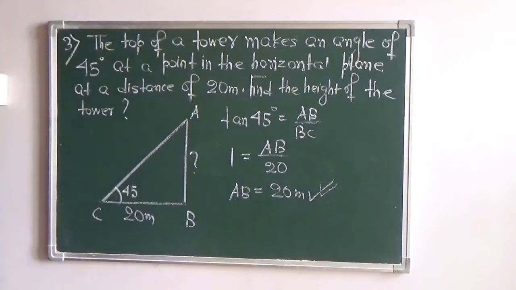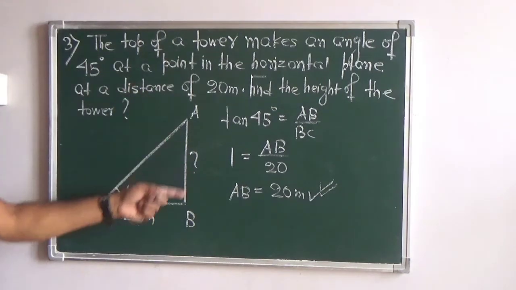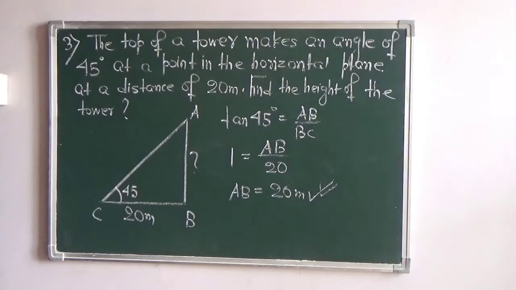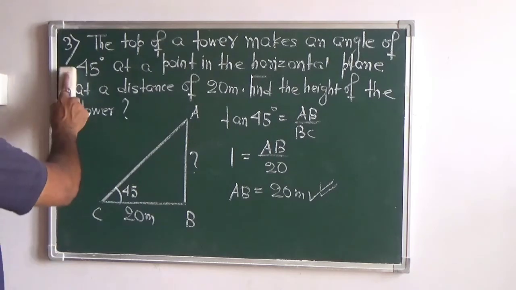Very simple. Simple in the sense that we are drawing the diagram correctly. In case you put the values in the incorrect positions, definitely you will be landing into a wrong answer. So be careful while constructing this particular diagram and referring the sides and the angles correctly. So moving on to question number 4.